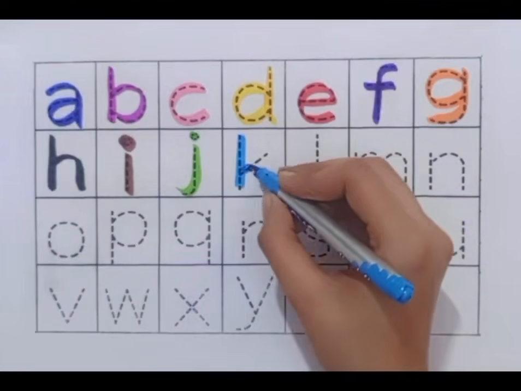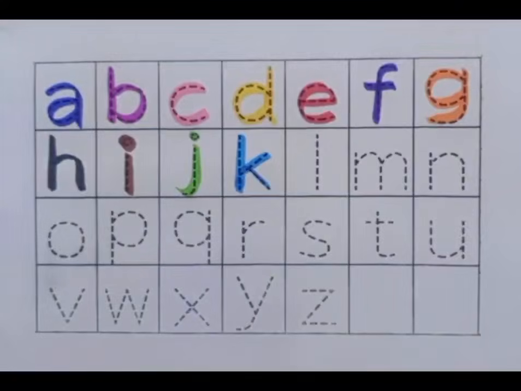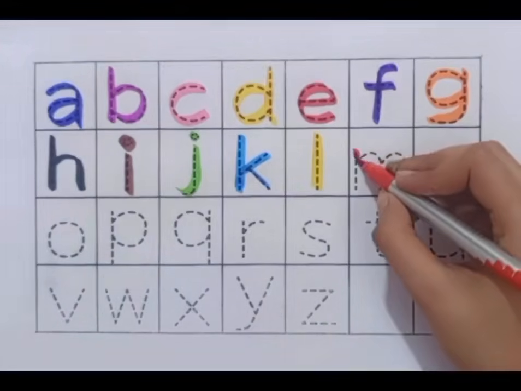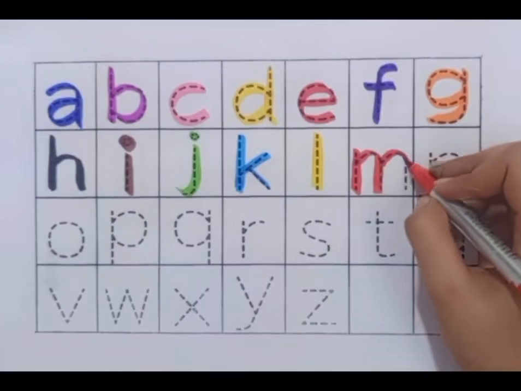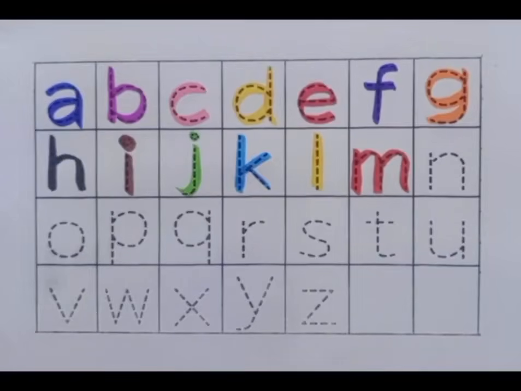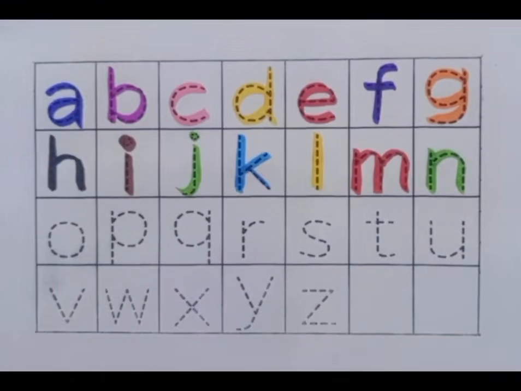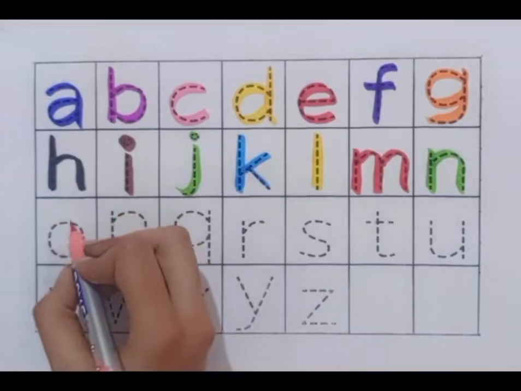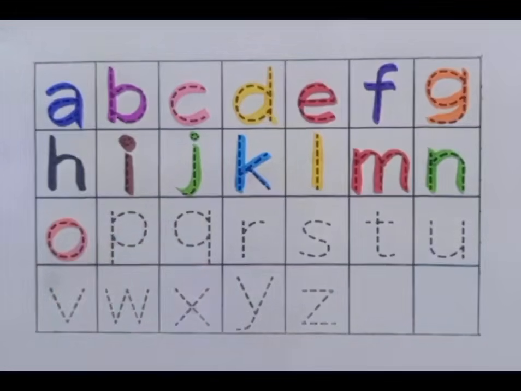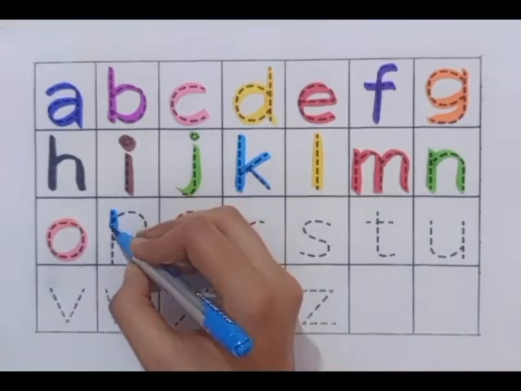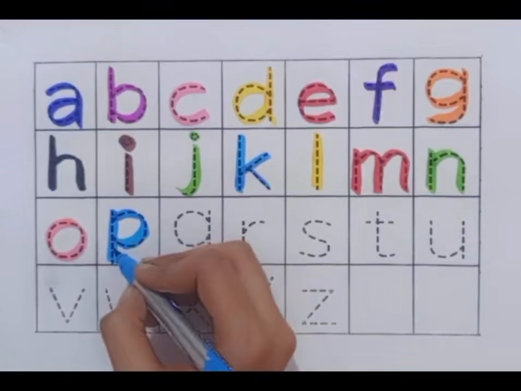K. K for kite. L. L for lion. M. M for mango. N. N for nose. O. O for orange. P. P for parrot.